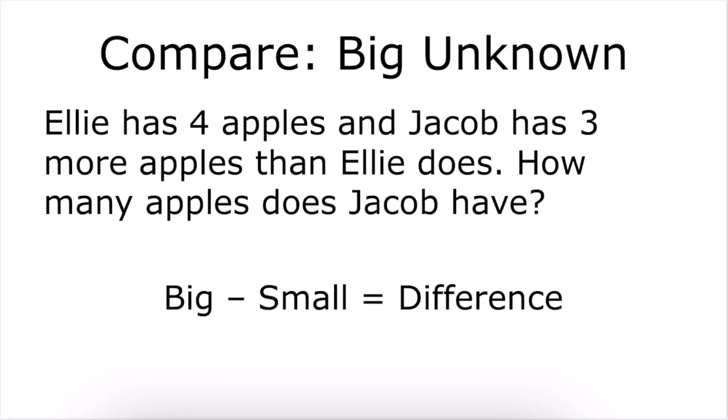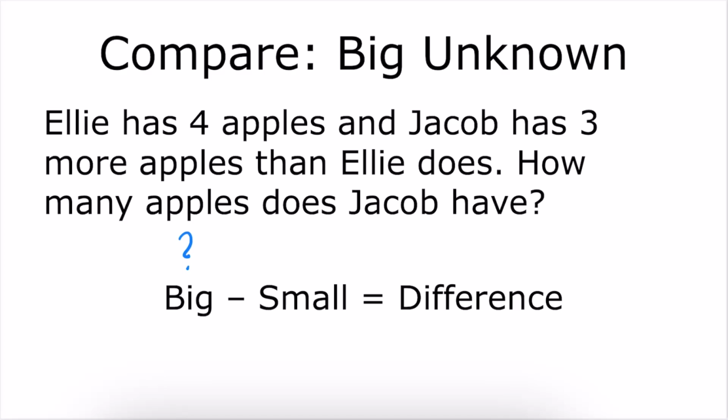So an example where the big value is unknown is this one, where it says Ellie has 4 apples and Jacob has 3 more apples than Ellie does. How many apples does Jacob have? If I were teaching this to my student, I would say, okay, so if Ellie has 4 and Jacob has 3 more apples than Ellie does, who has the bigger amount of apples? And they would say, well, Jacob has the bigger amount of apples because he has 3 more than Ellie does. But we don't know how many apples Jacob has, so that's where our question mark is going to go.